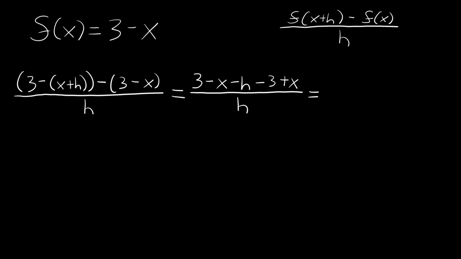We can cancel out like terms now. So 3, negative x, x. And this will equal negative h over h, which equals negative 1.